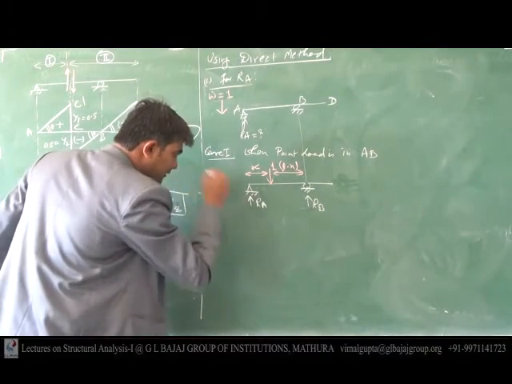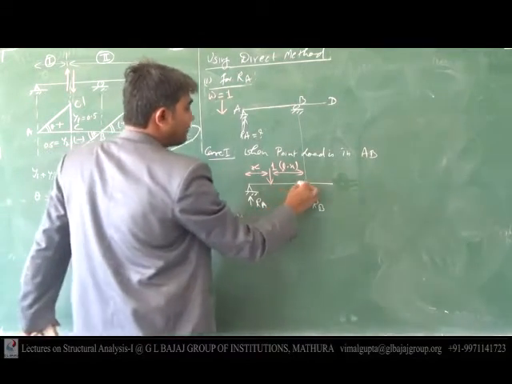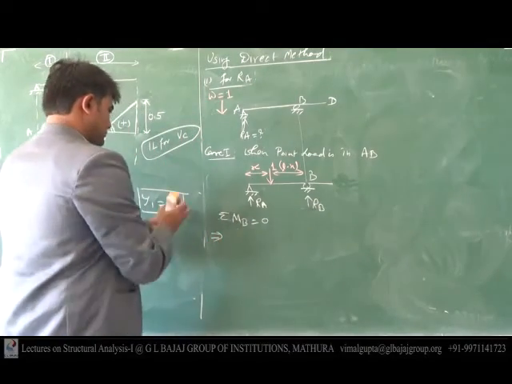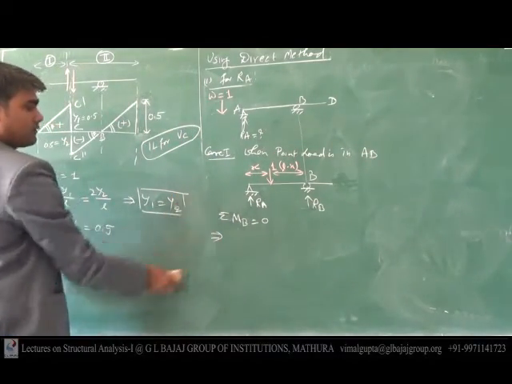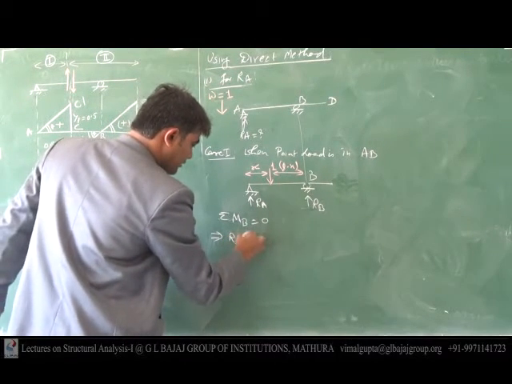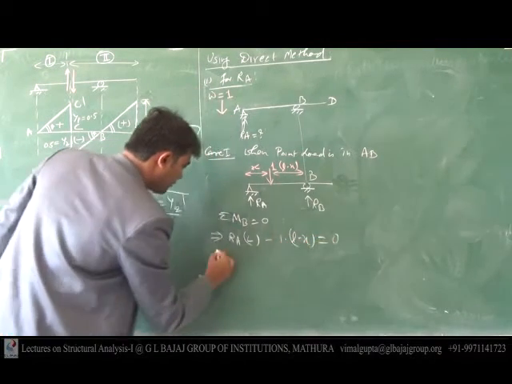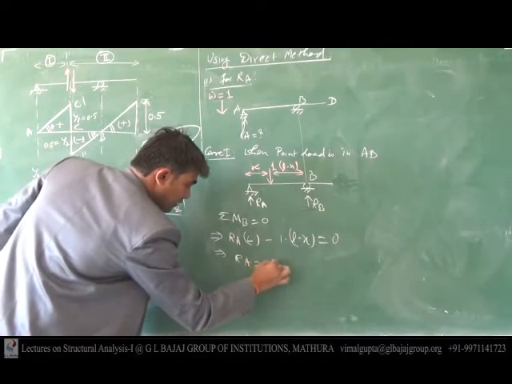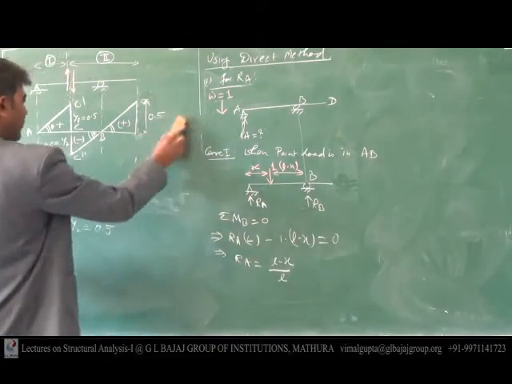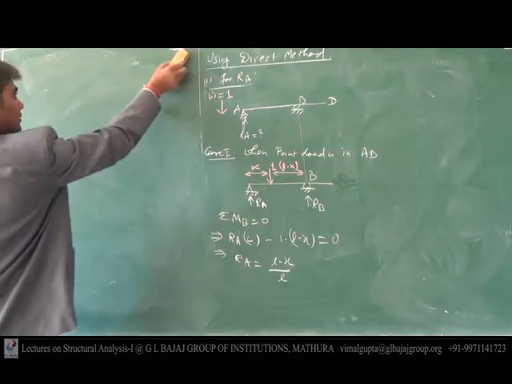So the sigma m about point B equals 0, then we get RA into L minus 1 into L minus X equals 0. The value of RA is L minus X divided by L. So this is case number 1.